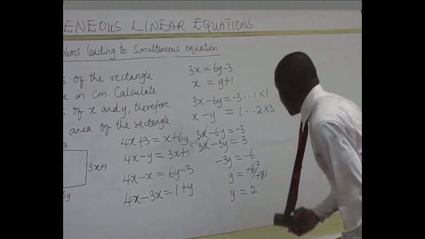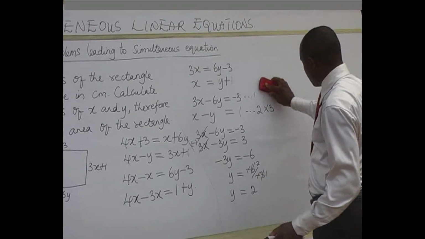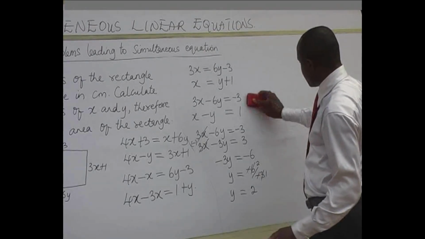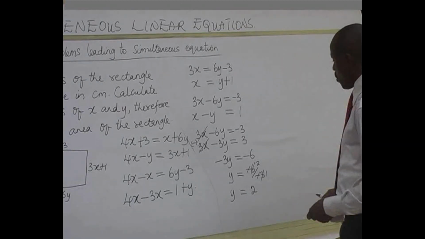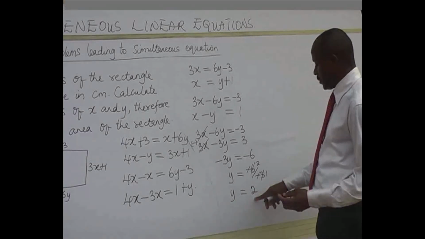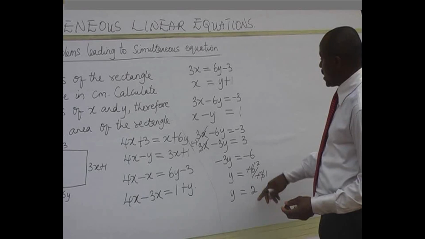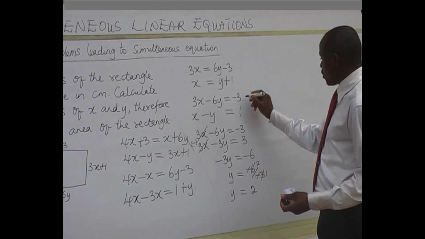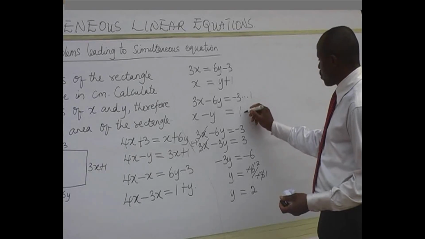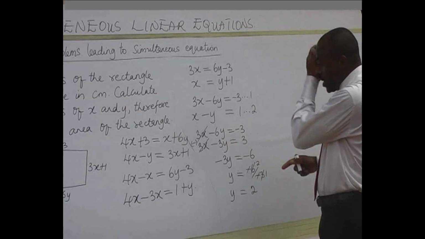We know that this is equation 1 and 2, so I want to clean this off so that you have enough space to continue. We have discovered that y is 2. Then we are going to substitute y is equal to 2 in our equation 2. This is equation 1 and this is equation 2. Let's substitute it in equation 2 because equation 2 is simpler.